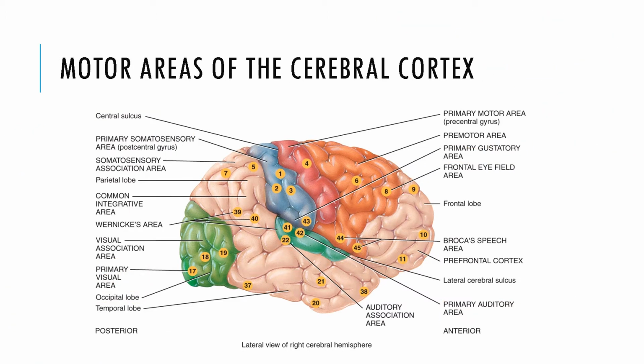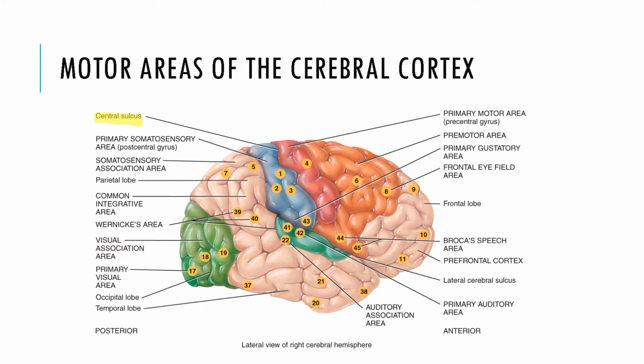So those were the sensory areas where we're getting sensory information input. And now we're going to look at motor output. So looking at the motor areas of the brain, motor output from the cerebral cortex flows mainly from the anterior part of each hemisphere. So anterior to the central sulcus.